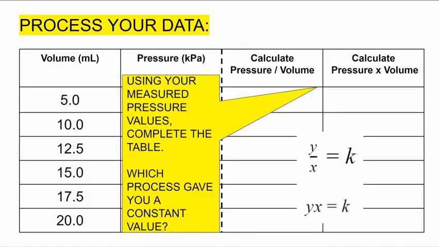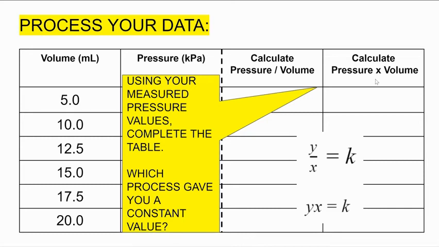Now we need to take a second and process our data so that we can A, confirm we have a good data set, and B, see which algebraic relationship leads to a constant, and whether we have a direct or an indirect proportional relationship. In this first column, you're going to take your measured pressure values and divide them by your volume. Record your constant, please, using appropriate significant figures, rounding as necessary.